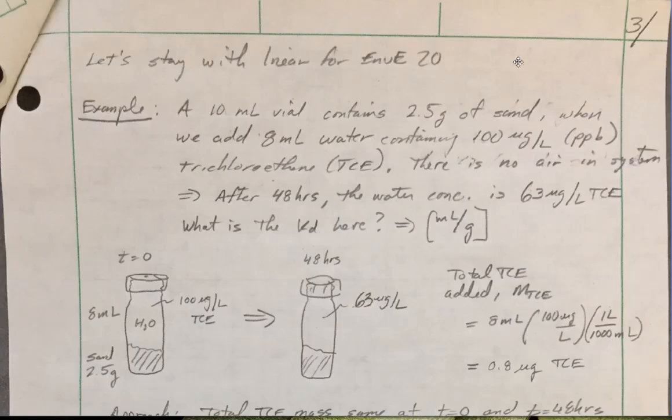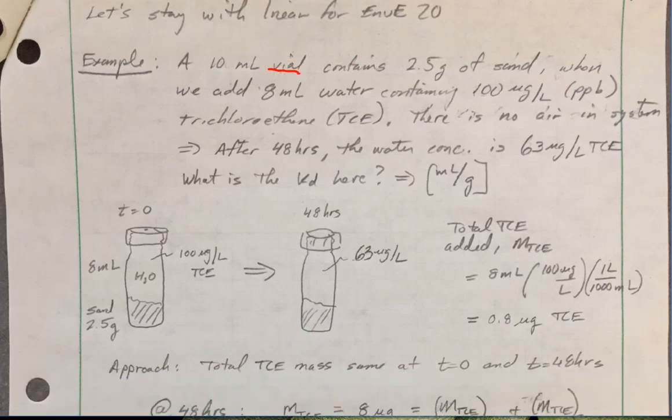Okay, so let's try a problem now, and let's just stick with the linear isotherm. So how do they get these values? This is a sort of isotherm sampling. So you picture yourself in the laboratory for this one, and you've got a 10 milliliter vial here, and you're going to fill it with some soil and some water, and take a syringe or something and spike in about 100 micrograms per liter of TCE. So you could do the math on 8 milliliters of water and how much chemical you'd need to put in, but you'd have a target concentration in mind.